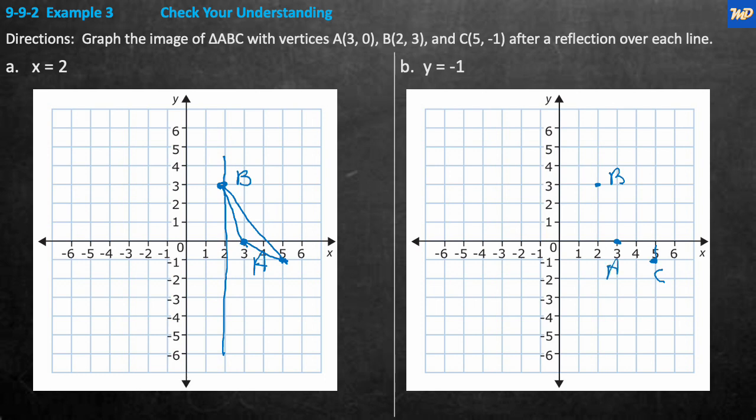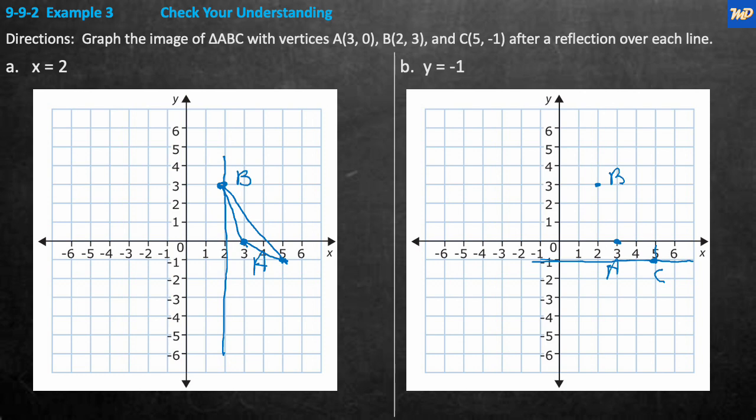Okay, so these are the two identical triangles. This one's flipping over this line here of X equals 2. The other one's flipping over Y equals minus 1. So Y is right here, minus 1. One thing you've noticed is B is on the flip line here, and C is on the flip line here. So this is check your understanding.